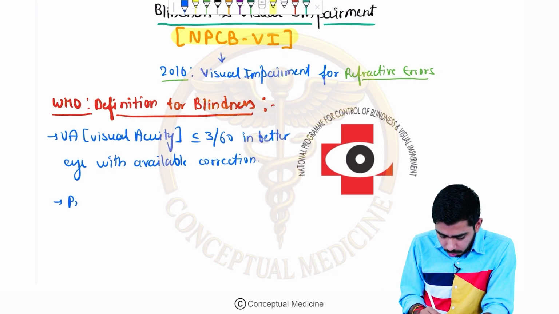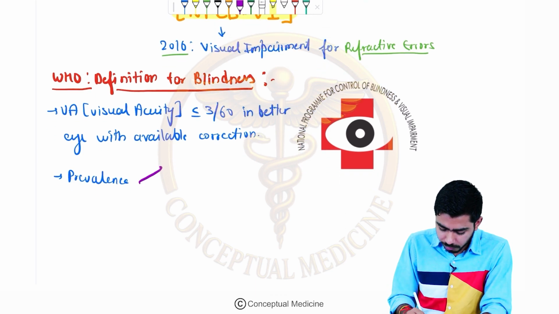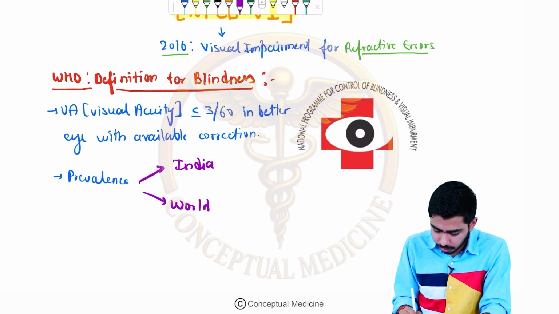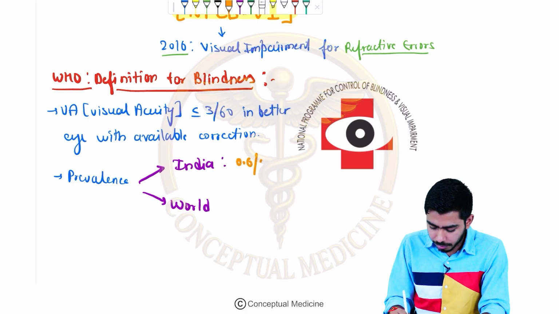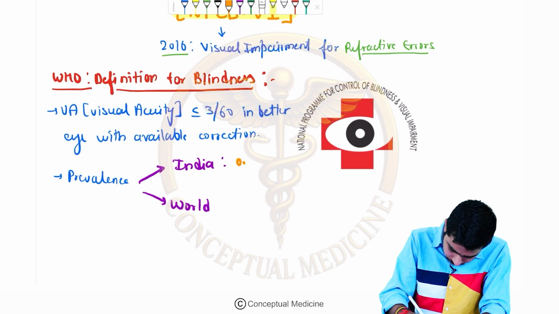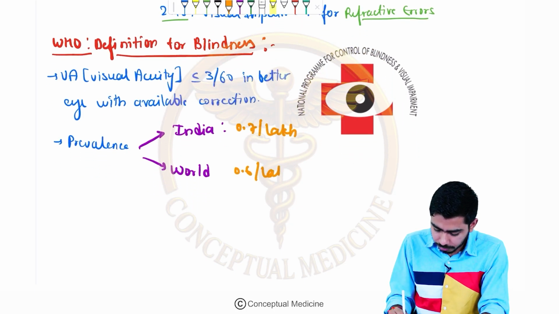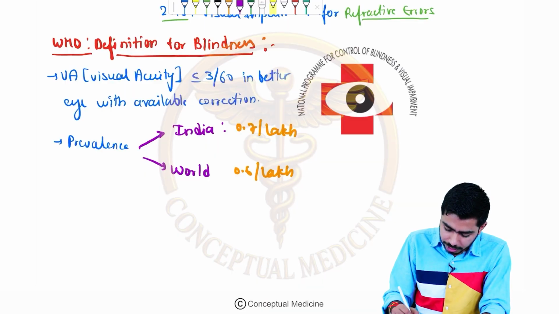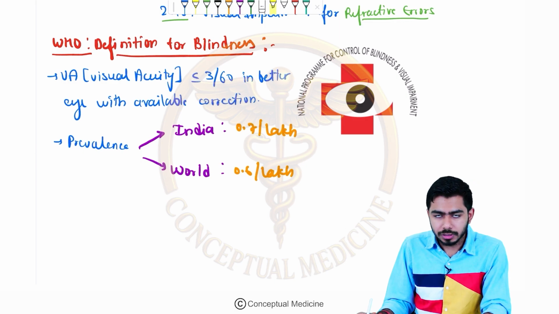And one more thing about the prevalence of blindness over here, right? For the prevalence of blindness in India, and globally as well, in India it is probably around 0.6 per lakh, right? In India it is rather 0.7 per lakh approximately, and for the world it is 0.6 per lakh. Okay, so that is for the prevalence as far as India and the world are concerned.